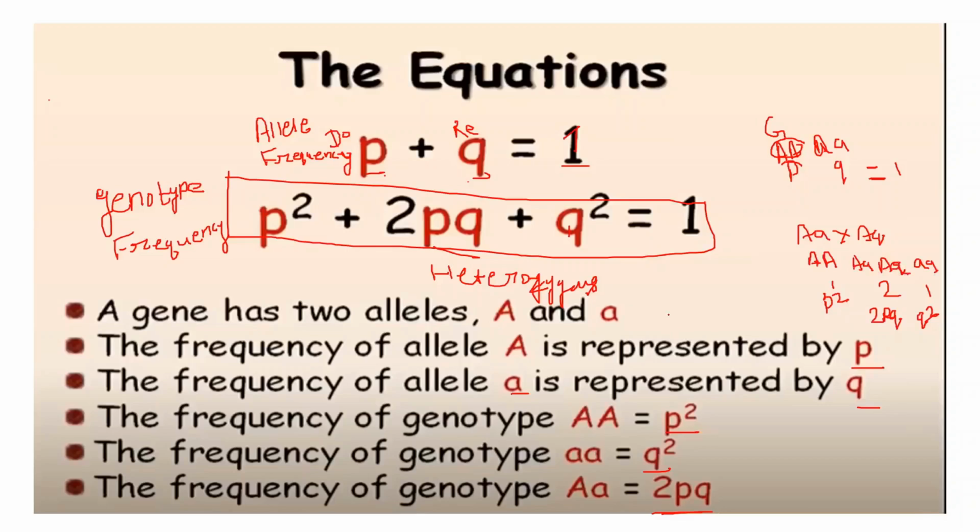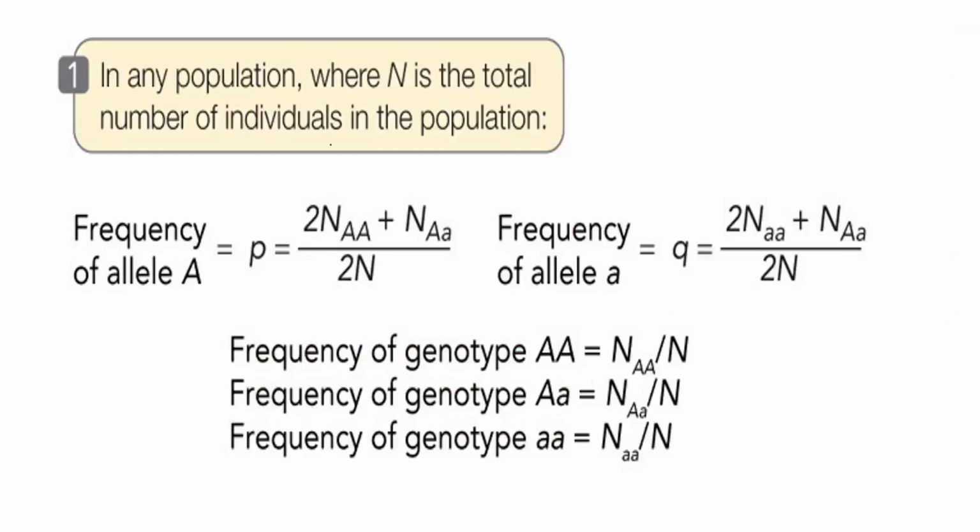Then to calculate the allelic frequency, you have another formula. In any population where n is the total number of individuals in the population, suppose in the question you know the total number of individuals and you know the heterozygous number, then you can use this formula to find the frequency of the dominant allele as well as the recessive allele. So what is the formula?